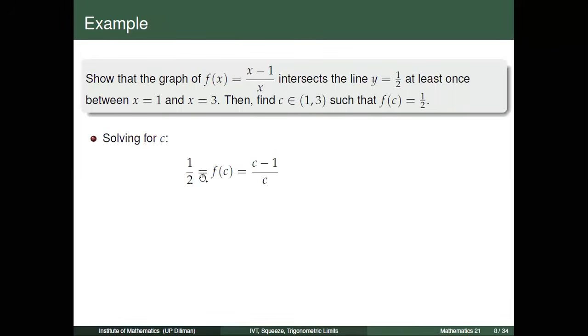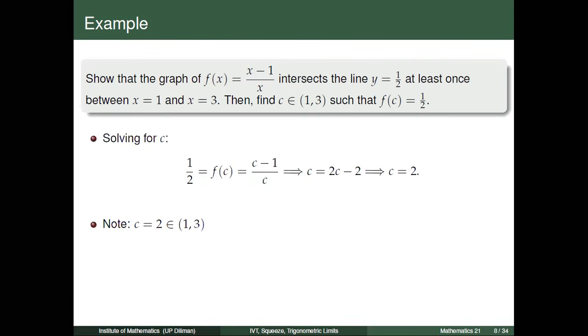So we have 1/2 equals (c minus 1) over c, and multiplying both sides by c and 2, we obtain c equals 2c minus 2, which gives us c equals 2. And indeed, when you substitute 2 into this function, you have f of 2 equals (2 minus 1) over 2, or 1/2. And indeed, 2 is between 1 and 3. So in this example, we were able to solve the equation f of c equals k. So we did not actually need the IVT.